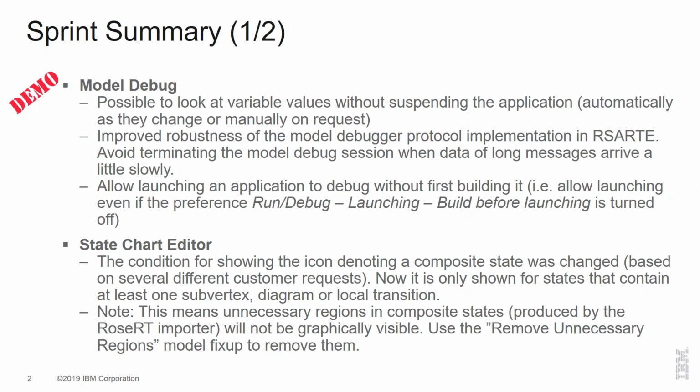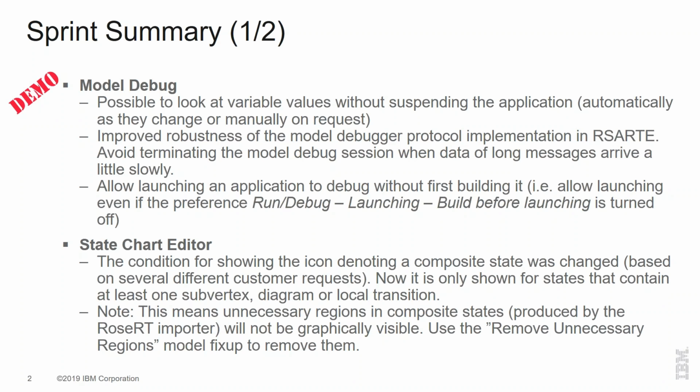We also did some relatively small but still noticeable changes in the state chart editor. Over the years we have changed the condition for when we should show the icon that a state is composite. We have had several customer requests to improve it, and in this sprint we changed it once again. So now it's only shown for states that contain at least one subvertex diagram or local transition.